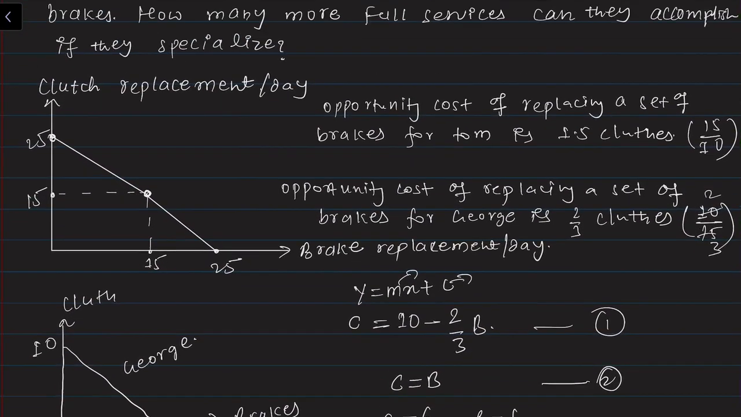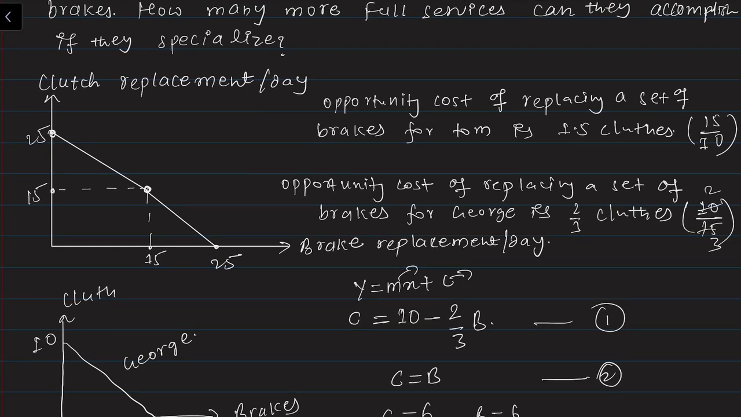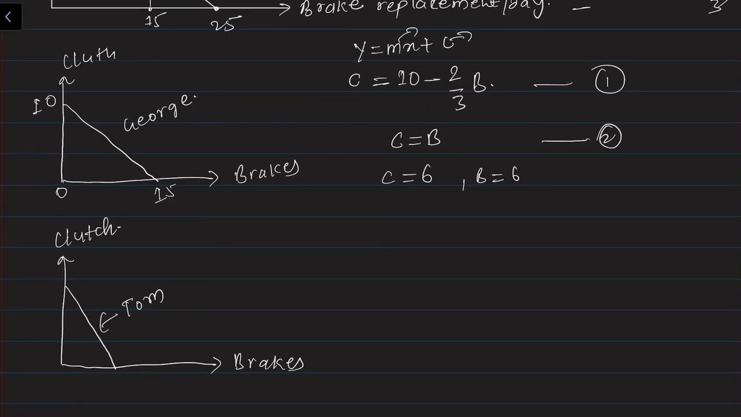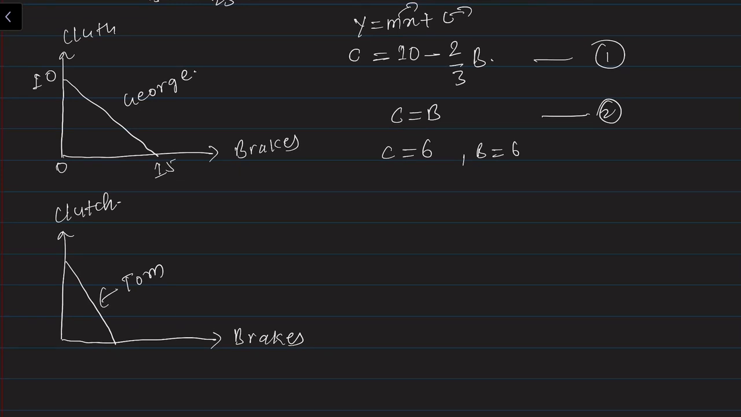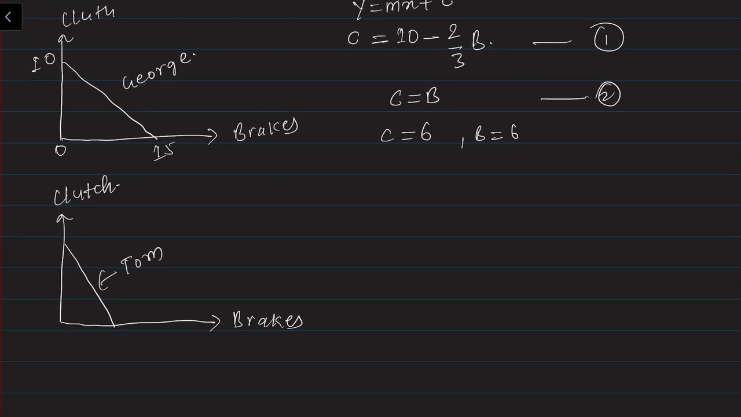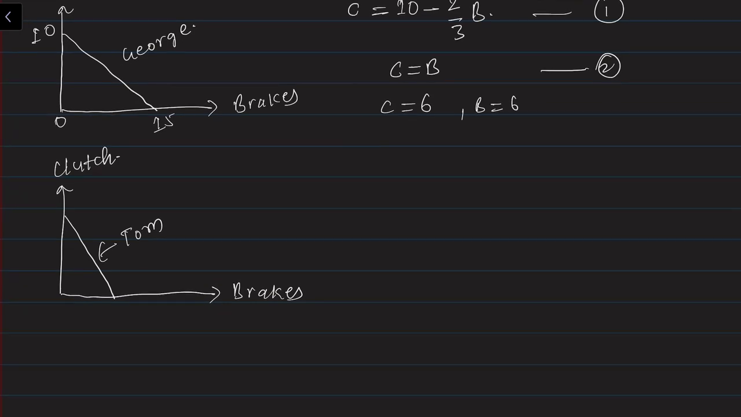For Tom, as you can see here, this is 1.5 and this is 2/3, which is less than 1. So for Tom, the opportunity cost is higher, and opportunity cost is basically the slope. So the slope will be higher, right? So the steepness will be higher for Tom.